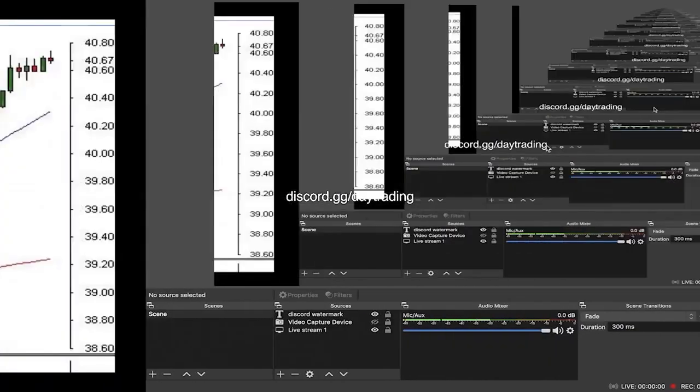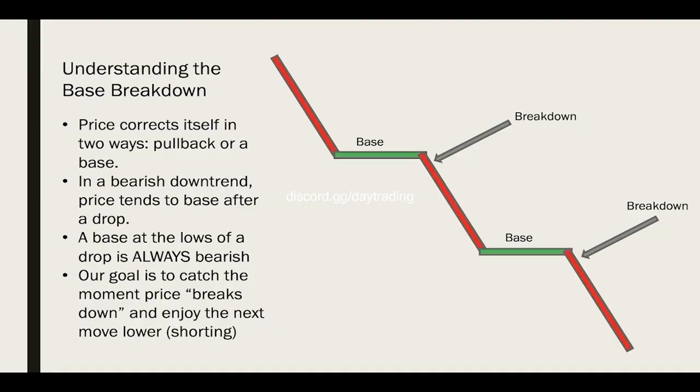All right, very good. Next, we're going to be understanding the base breakdown, which, guys, is the absolute opposite of the base breakout. It's the same exact thing, except it's the opposite. We're going to be taking advantage of shorting it. Nevertheless, I'll go over it.